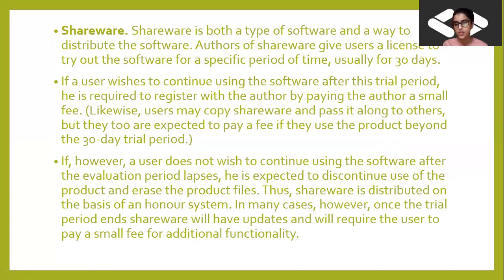Now let's talk about shareware. It's again a different type of software. It's the third type that we were going to talk about. Shareware is both a type of software and a way to distribute the software. The authors of the shareware give users a license to try out the software for a specific period of time. It could be 30 days, 60 days, or anything, according to the author. But after that period ends, you need to pay for it to use it further.